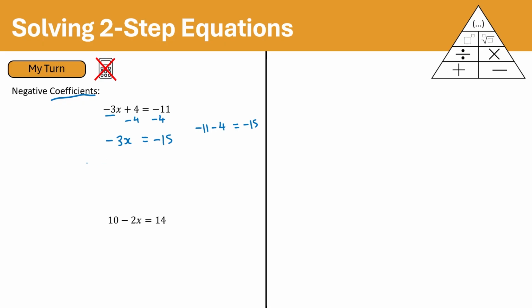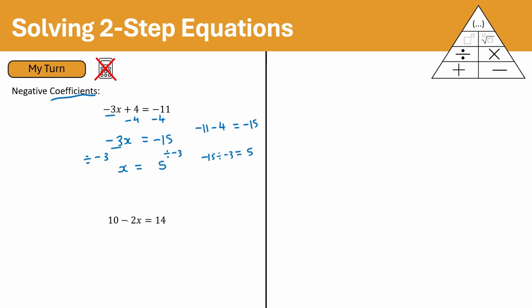I then want to undo multiplying by negative 3. So I'll divide both sides by negative 3. That's the coefficient of x. On the left-hand side, that gives me x. On the right-hand side, I'm doing negative 15 divided by negative 3. A negative divided by a negative is a positive, so the answer to this is 5.